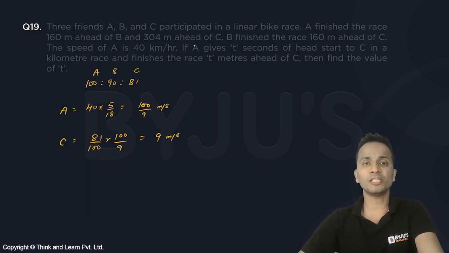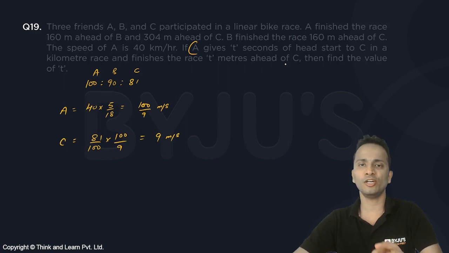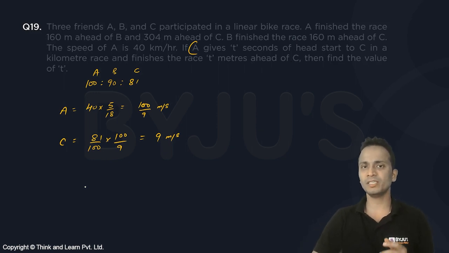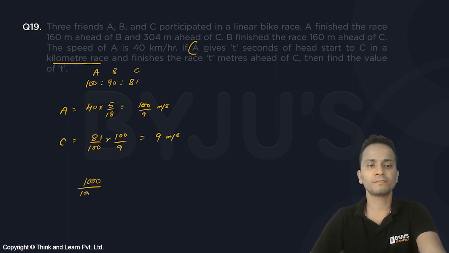Now looking at the last statement, if A gives t seconds head start to C, so that means C has traveled t seconds more than A, okay, and A finishes the race t meters ahead of C. So that means A has covered t meters more than C. So if A has covered 1000 meters, the entire race track, okay, this is a race of 1 kilometer. So time taken by A will be 1000 divided by the speed of A. Okay. Similarly, time taken by C.